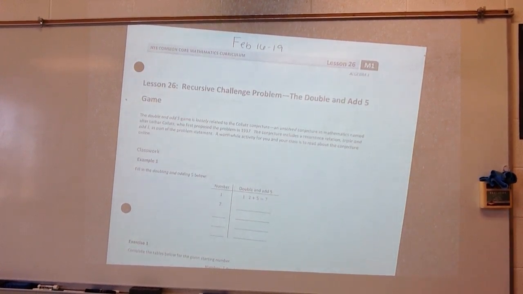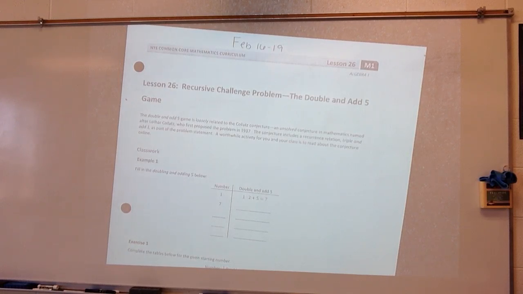Lesson 26, February the 16th through the 19th. We're looking at a recursive challenge problem, the double and add 5 game. Alright, so let's go ahead and look at what this says.